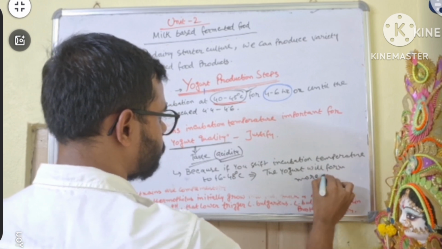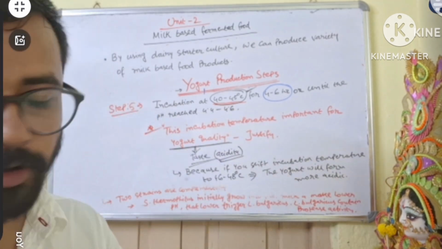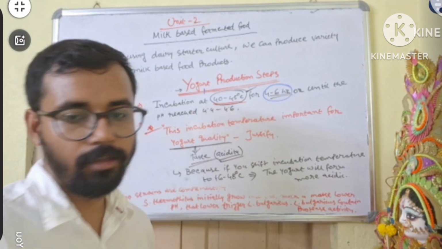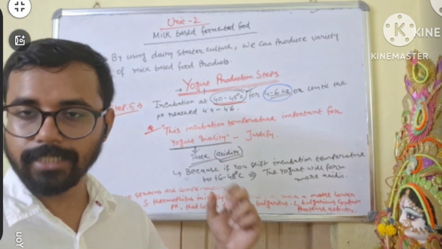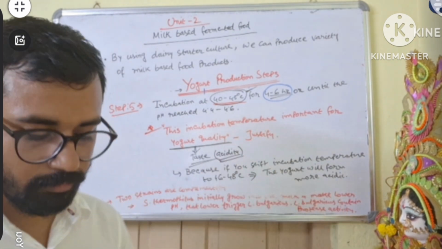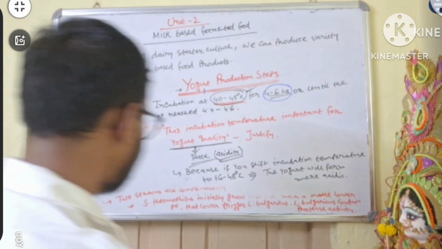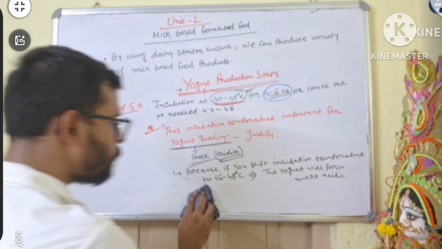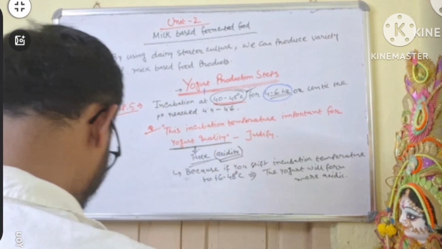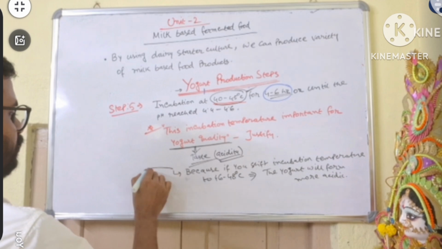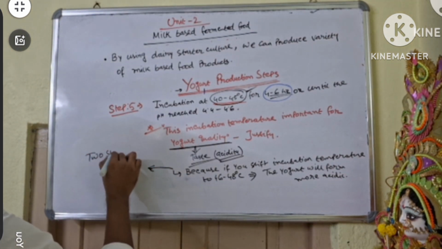More acidic. So if you want to produce more acidic yogurt in that time frame, 4 to 6 hours, we need to shift the incubation temperature. Just use 1 or 2 degrees higher. And how does it change the acid production?